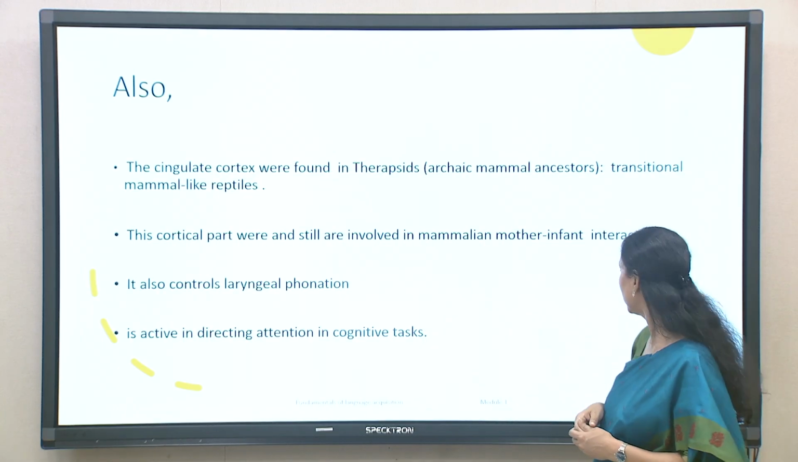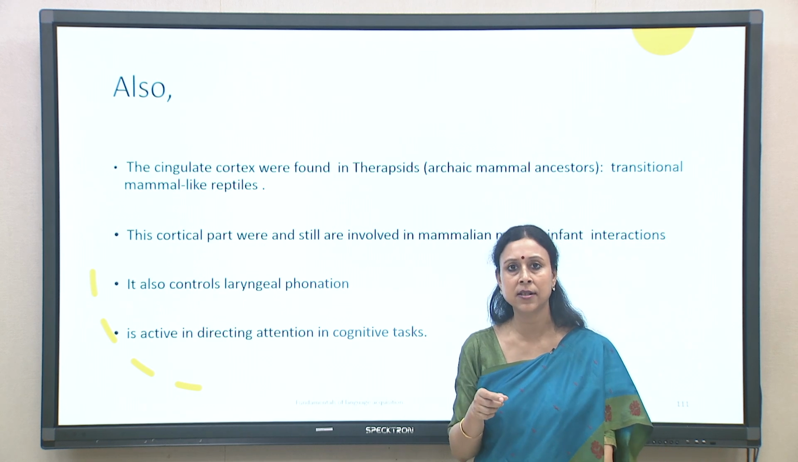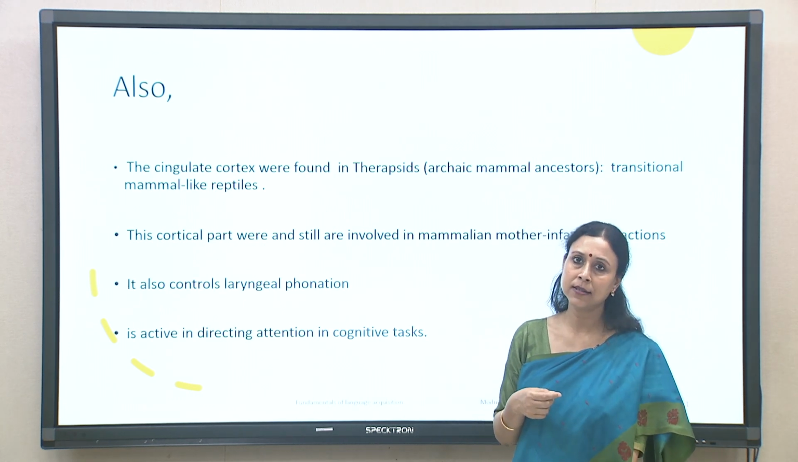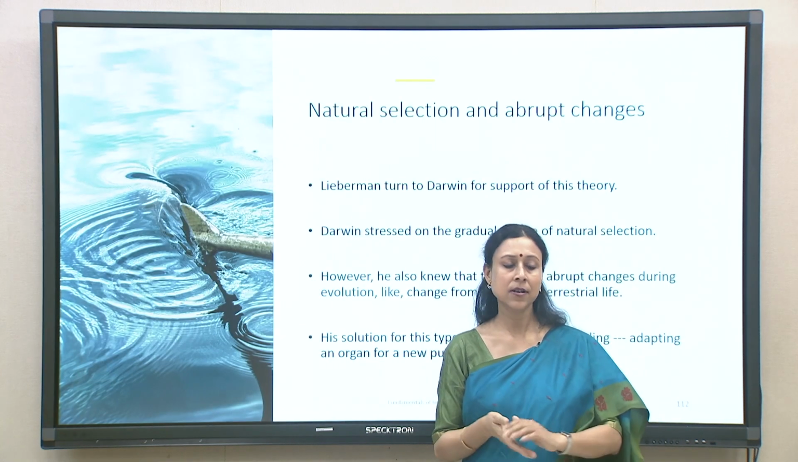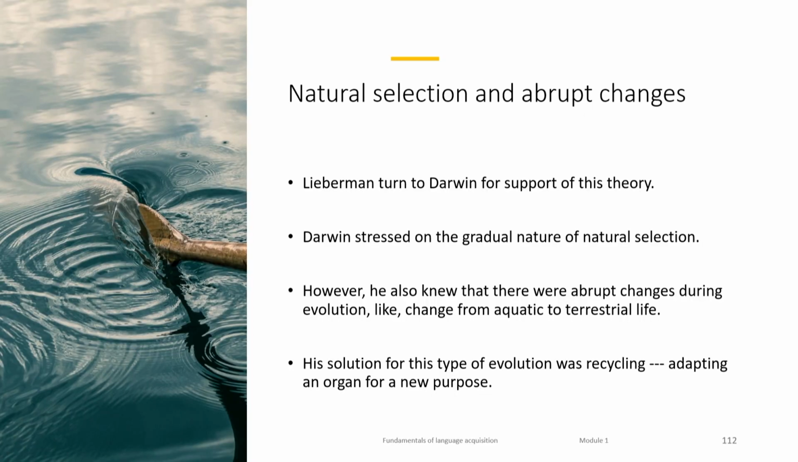So, the basic idea that he gives out is that these same kinds of neural structures can be traced back millions of years, but today humans also carry the same structures with a different kind of function. As a result, he has contributed largely to the debate about natural selection and abrupt changes. He turns to Darwin for support for his theory. Darwin stressed the gradual nature of natural selection.